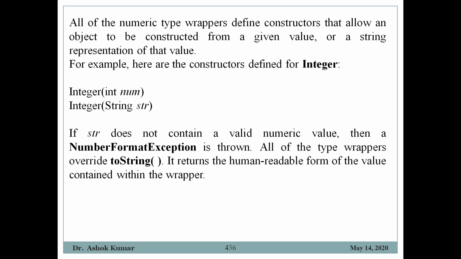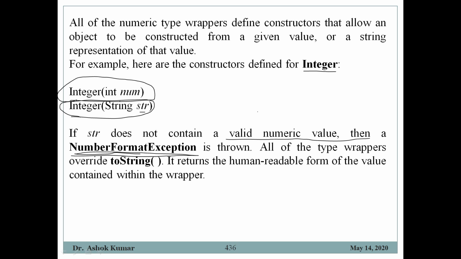Here is the slide on the Integer class. If you want to build a wrapper class Integer object, you can call these two constructors: by numeric value using the first constructor, or from a string that represents a number using the second constructor. If you are using the string format and that string is not representing a valid numeric value, then it will throw NumberFormatException. And if that is a valid number, then the Integer type object will be built out of that.